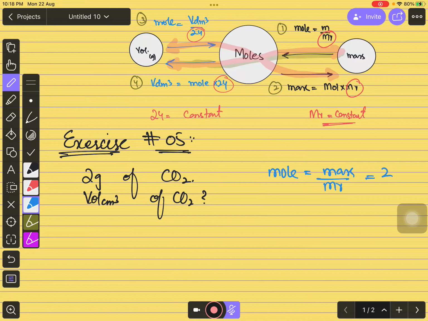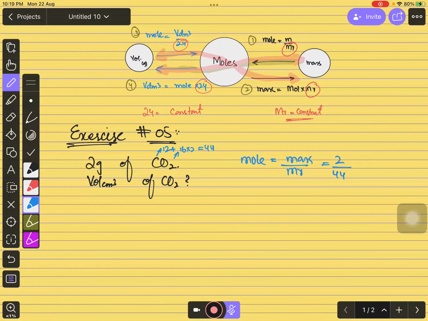So right now mass is 2 gram and the Mr of carbon dioxide is 44. We know that carbon is 12 plus oxygen is 16 into 2, so it will give you 44. So we know that एक कार्बन का 12, दो ऑक्सीजन का 16, 36, right? So what will be the answer? Let me calculate. It is 2 divided by 44, right? So it is 0.04545. These are actually number of moles.